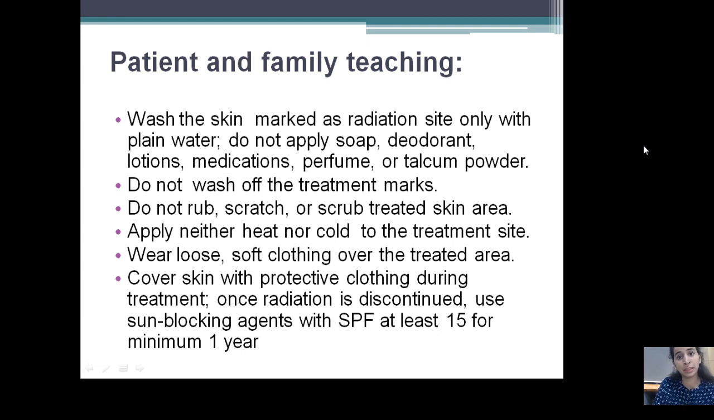Then regarding patient and family teaching, we should educate the patient to wash the skin marked as radiation site only with plain water, and not to apply soap, deodorant, lotions, medications, perfume, or any talcum powder. We also tell the patient not to wash off the treatment marks, and not to rub, scratch, or scrub the treated skin area, which can increase the irritation. Apply neither heat nor cold to the treatment site. Wear loose, soft clothing over the treated area. Cover skin with protective clothing during the treatment. Once radiation is discontinued, use sun-blocking agents with SPF of at least 15 for a minimum of 1 year.